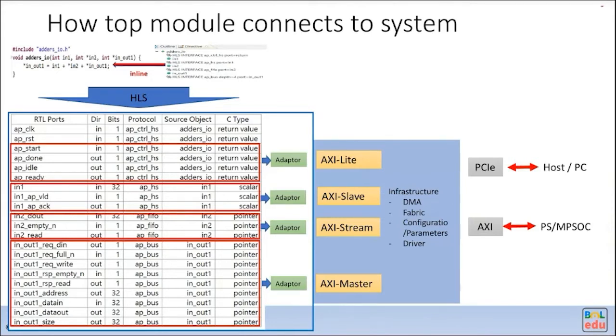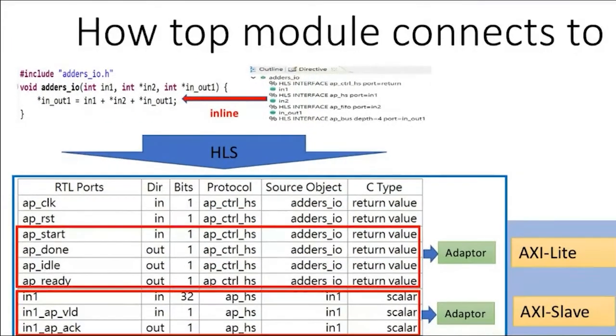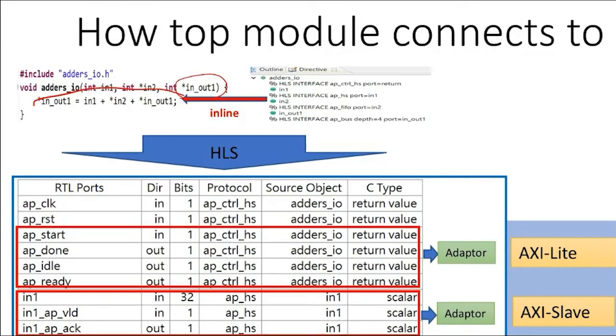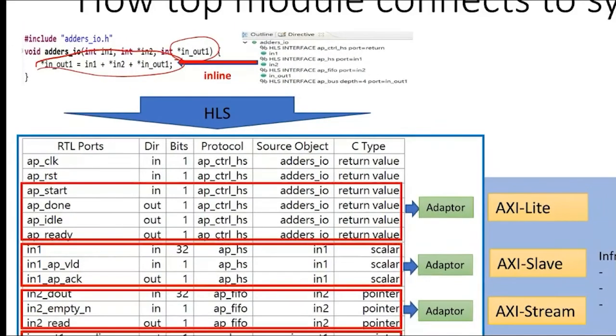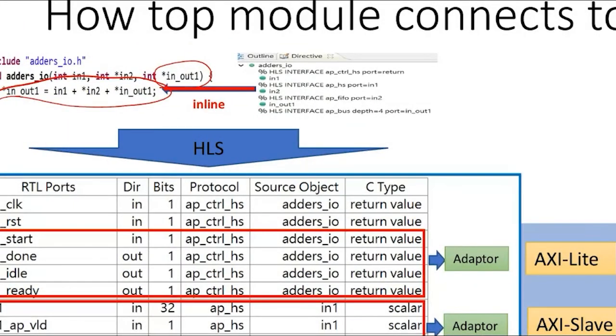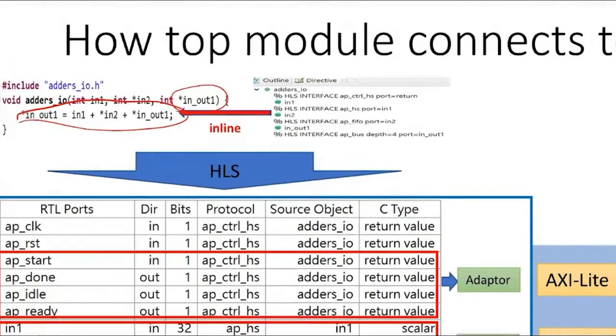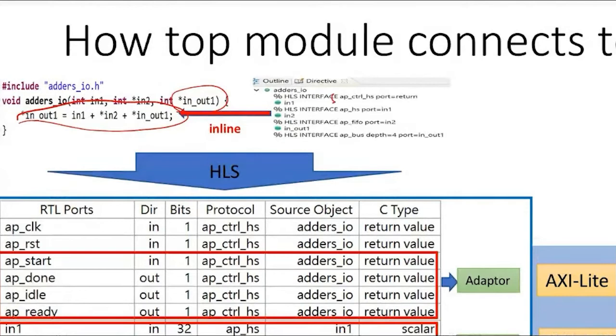For example, in this example, you have in1, in2, and inout. Simply add them together. The function is simple. Then you use a directive to specify the function block is control handshake. For this, you may not understand it at the moment, but you just get some idea, because you will be introduced to it in the I/O interface sections. Then in1 is using the handshake protocol, and in2 is using the FIFO.